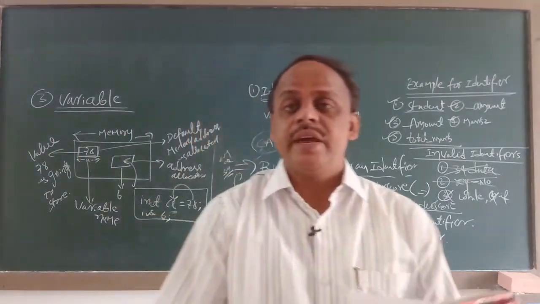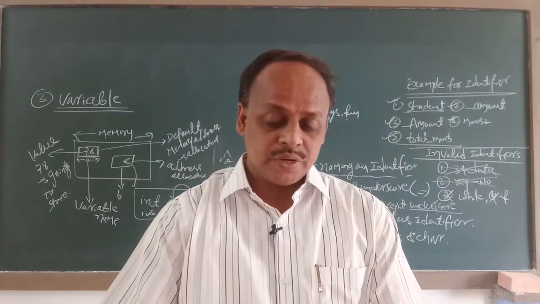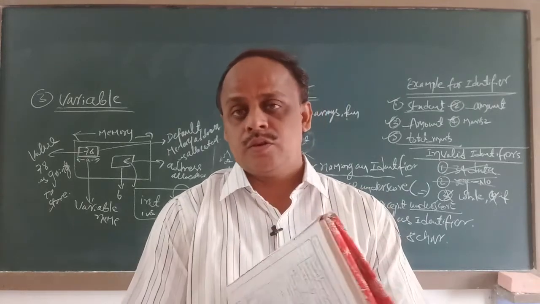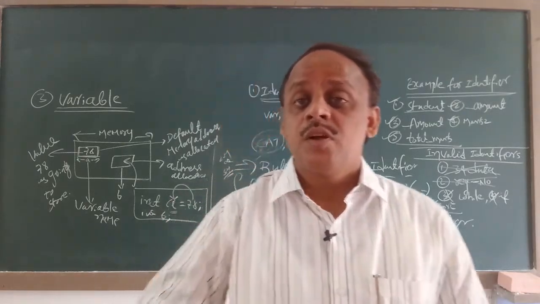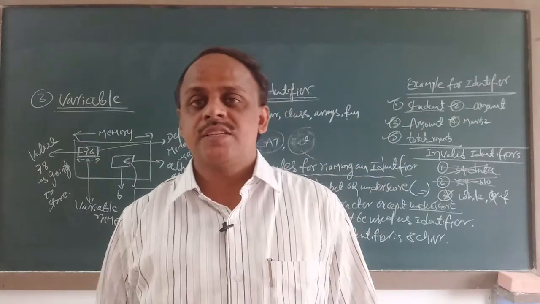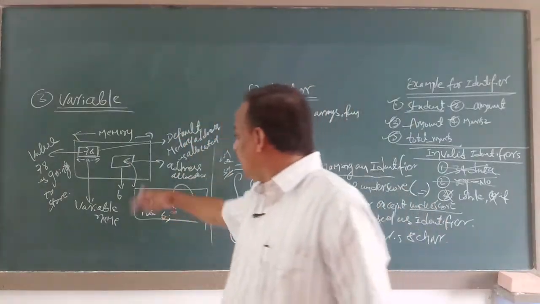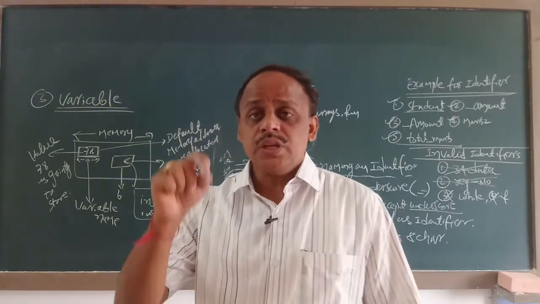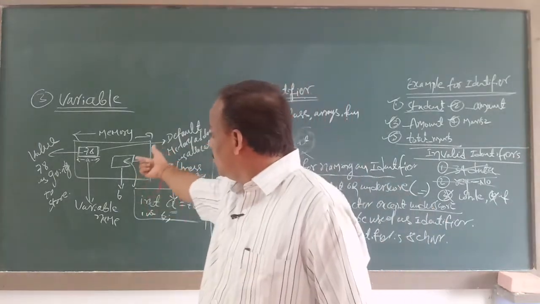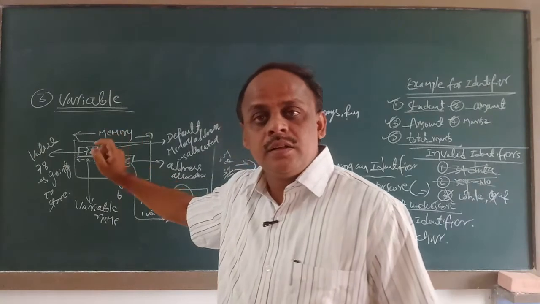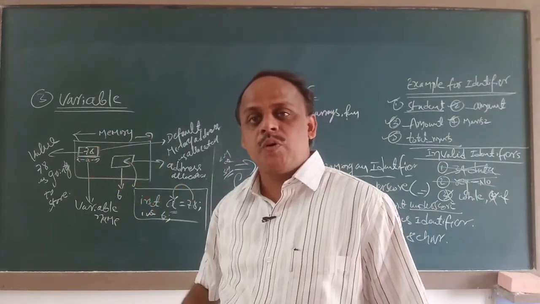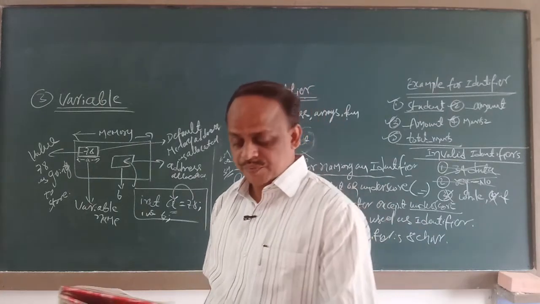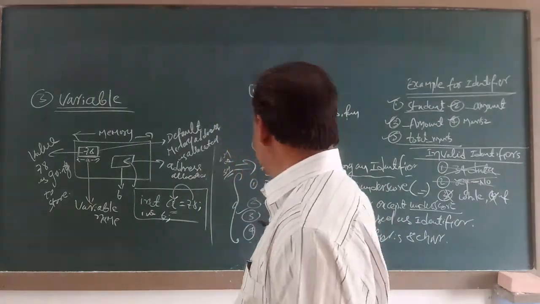So we can define a variable in two ways. First one: a variable is one of the lexical tokens of C++ whose value may change during execution of the program. In another way, a variable is a name of the location in the memory where a value is going to be stored, right? So in this way we can define a variable.